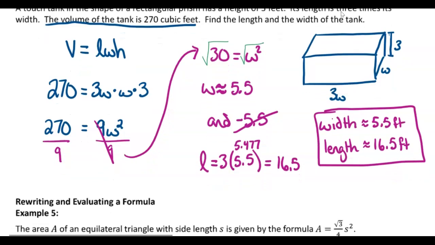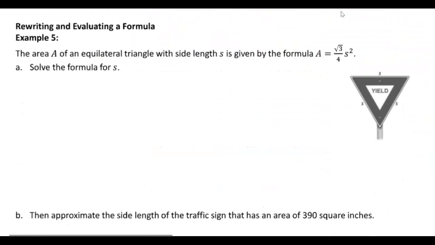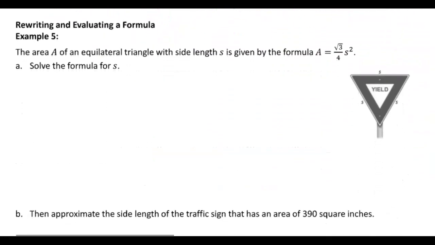Okay, let's try another word problem real quick. It says the area of an equilateral triangle with side length S is given by this formula. So A is area, S is the side length. This only works on equilateral triangles. It says solve the formula for S. So it wants us to rewrite this formula so that S is by itself.